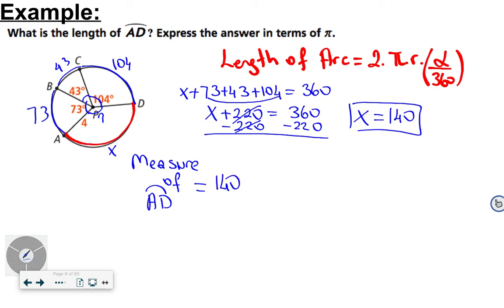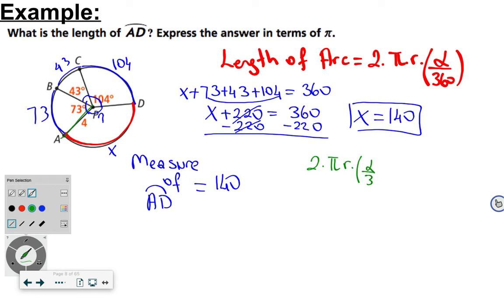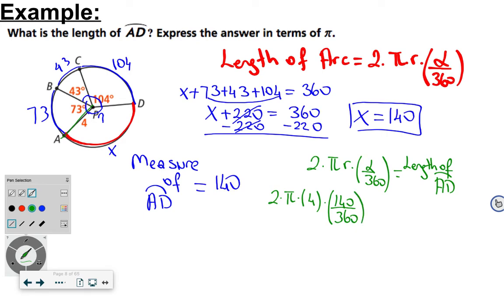If I found this, now I can find the length of arc AD. By the way, what is the radius? It is 4. Let's calculate. 2 times pi times r times alpha over 360 is going to give you the length of arc AD. Do I know what the radius is? Yes, which is 4. Do I know the measure of arc AD? 140. Substitute over 360.